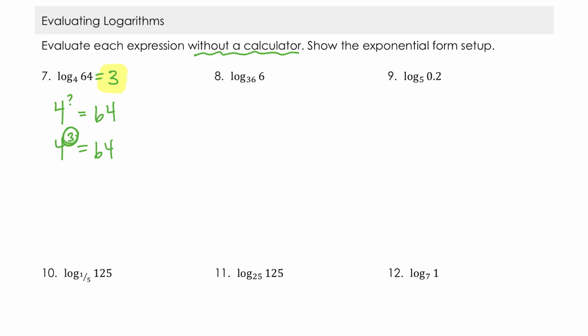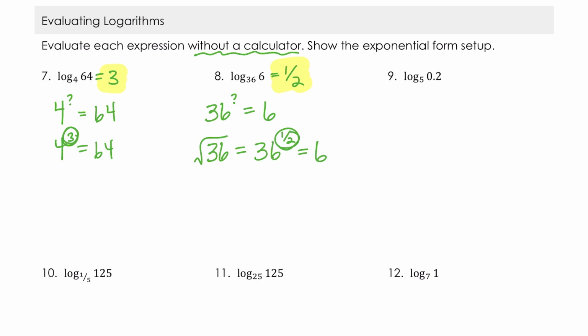Okay. This next one, we're saying 36 to what power is 6? Because the 36 is the base. Well, in order to go from a big number to a small number, we're usually doing a fractional thing, a square root, a cube root, something like that. And I know the square root of 36 is 6. So that's really 36 to the 1/2 power equals 6. So that 1/2 is the answer to our logarithm. Whatever we're saying is the exponent, that's what we put as the answer to our logarithm.